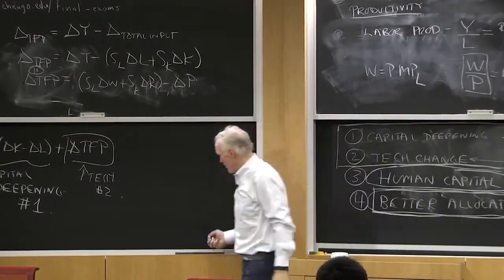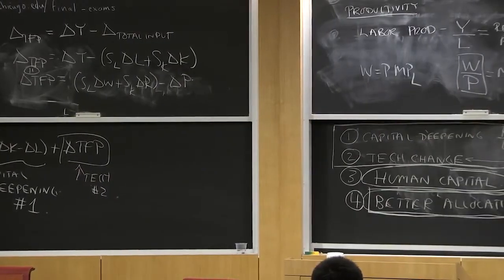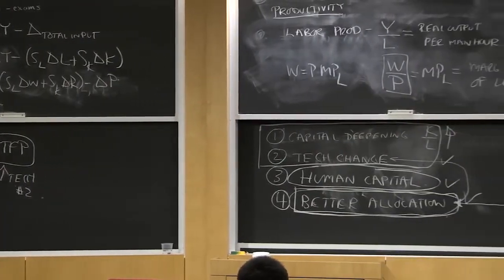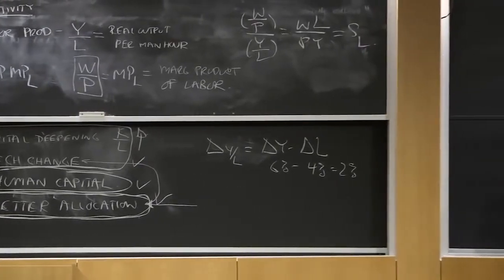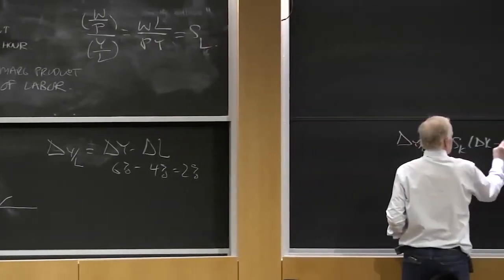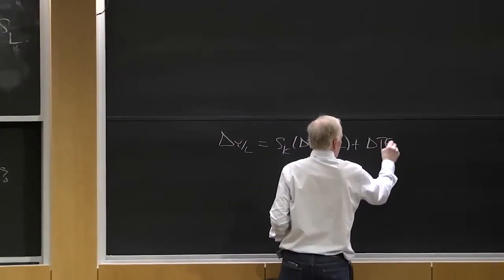Okay, so that's one equation I want to keep in mind. Delta Y over L equals SK delta K minus delta L plus delta TFP.